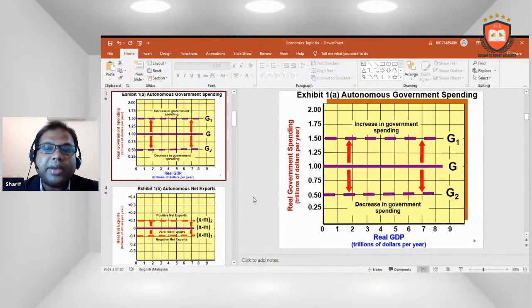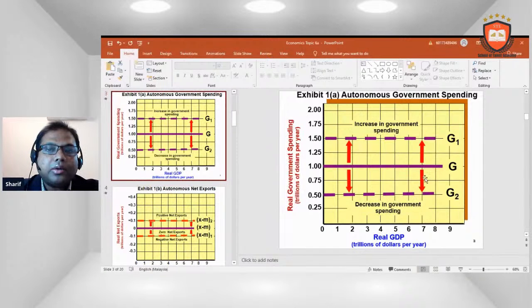Autonomous government spending. Here is the x-axis. The x-axis is real GDP, trillions of dollars per year. And this is the y-axis. The y-axis is real government spending, trillions of dollars per year. So on the axis, there is G, G1 and G2. G1 is the increase in government spending and G2 equals the decrease in government spending.